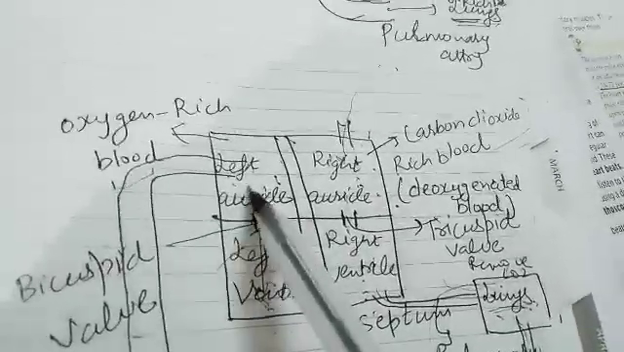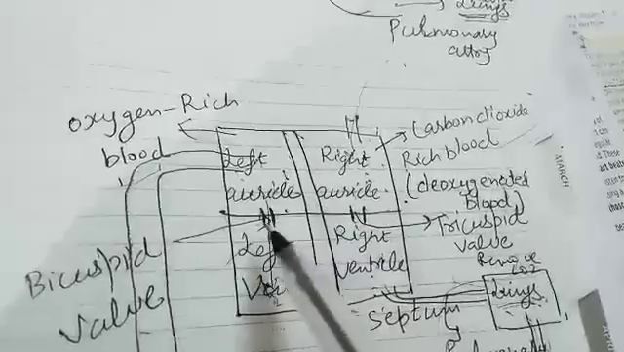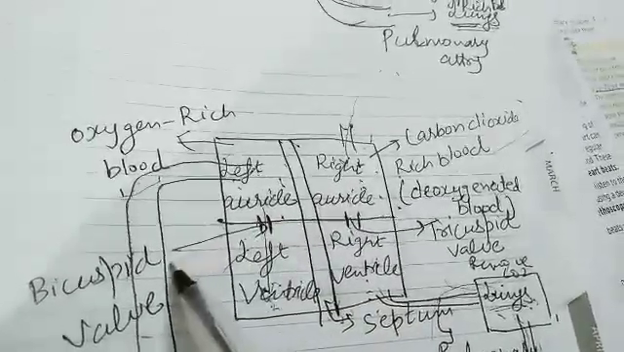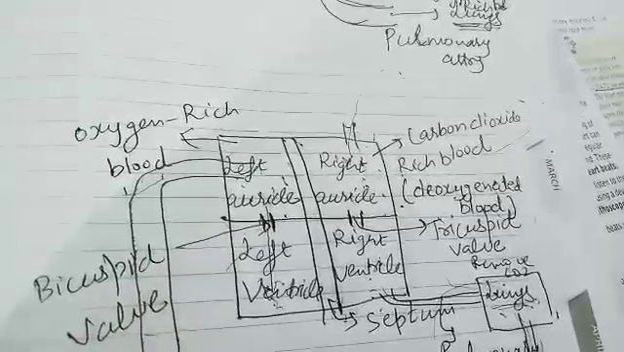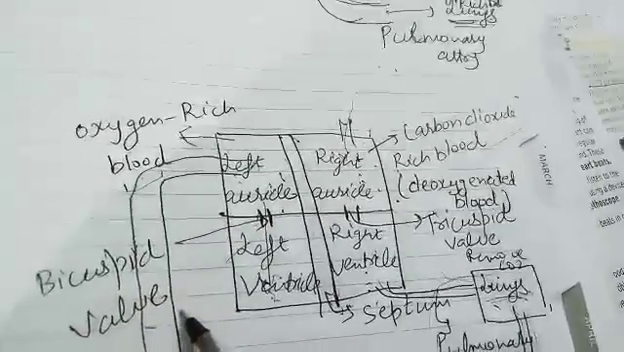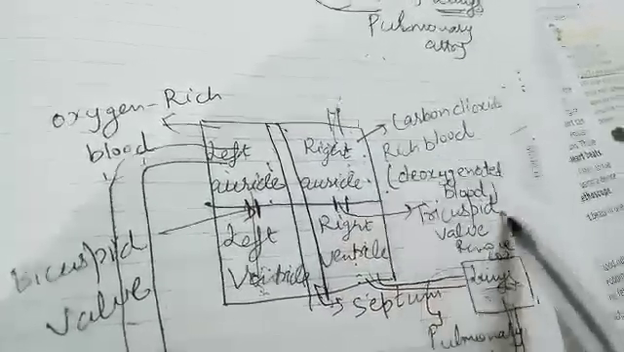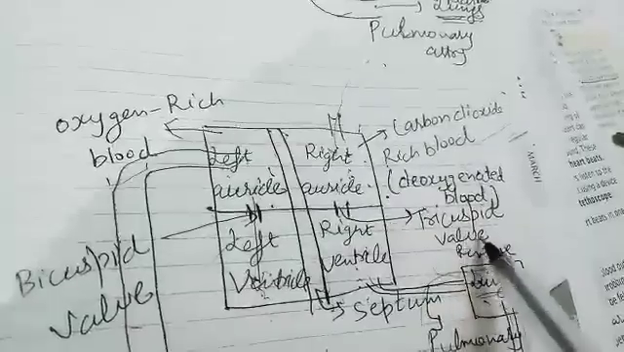In between the auricle and the ventricle, valves are present. On the left side, which valve is present? That valve is called the bicuspid valve. And on the right-hand side, which valve is present? That valve is called the tricuspid valve.